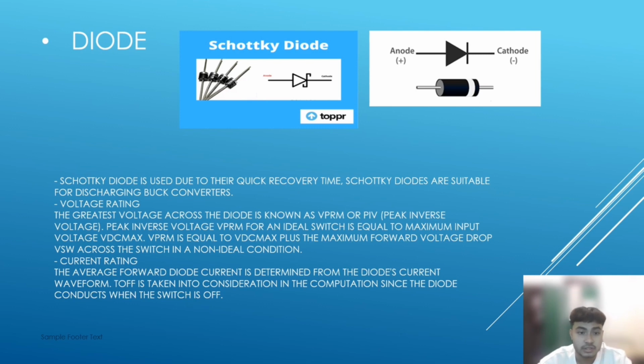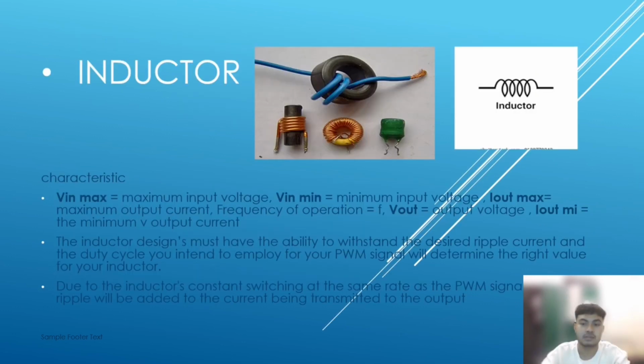Next we have the voltage rating. The greatest voltage across the diode is known as VRRM or PIV, the peak inverse voltage. VRRM for an ideal switch is equal to the maximum input voltage VDC max, and in a non-ideal condition VRRM is equal to VDC max plus the maximum forward voltage drop VF across the switch. For the current rating, the average forward diode current is determined from the diode current waveform. T off is taken into consideration in the computation since the diode conducts when the switch is off.